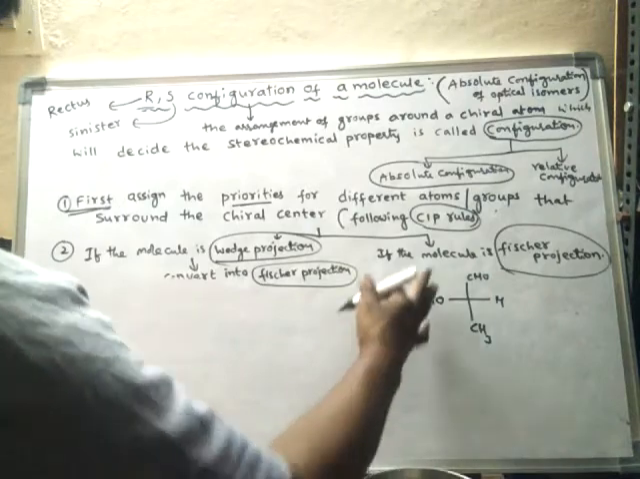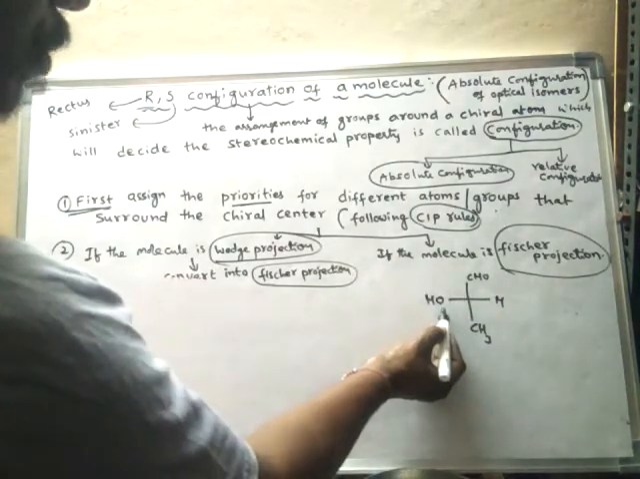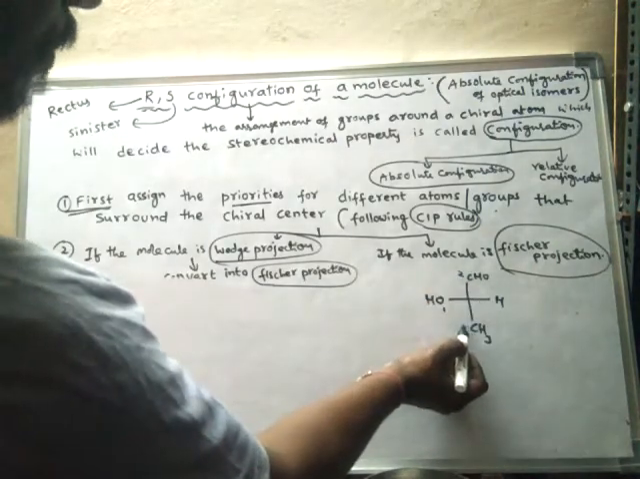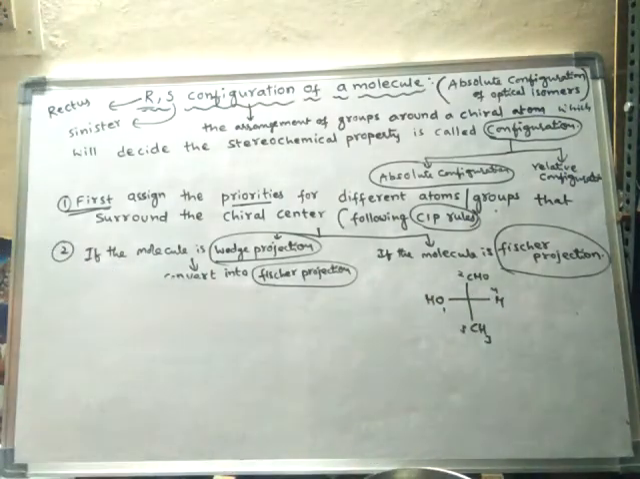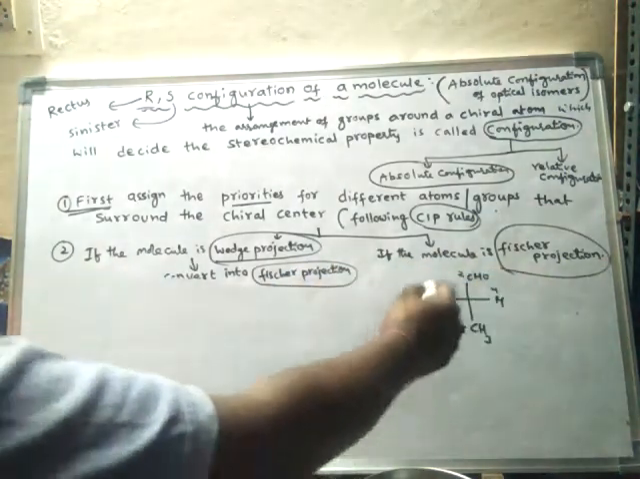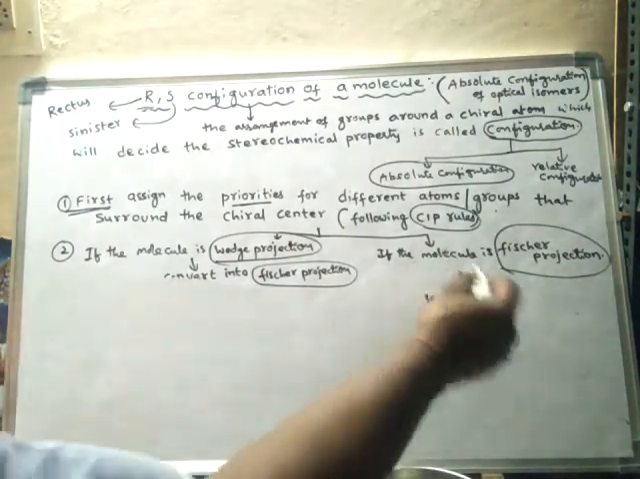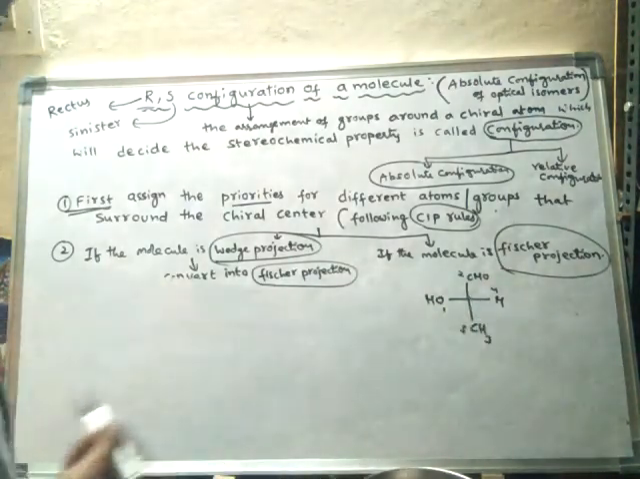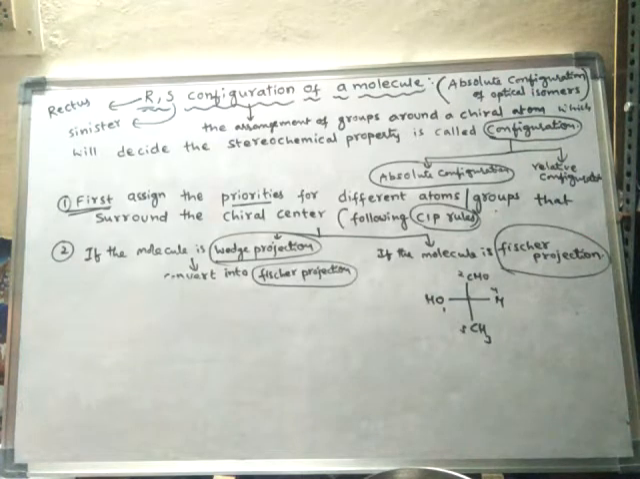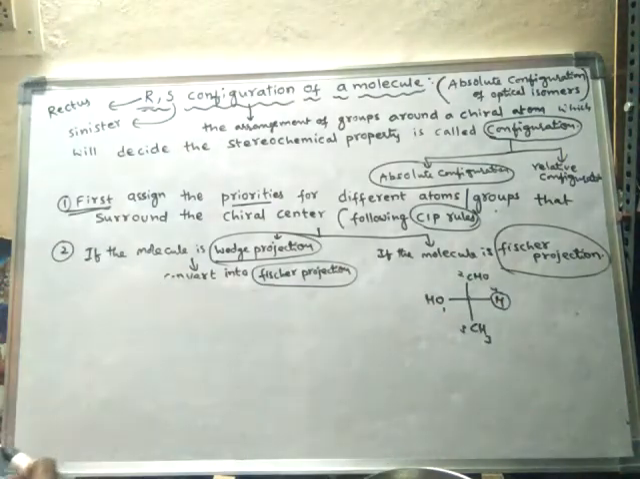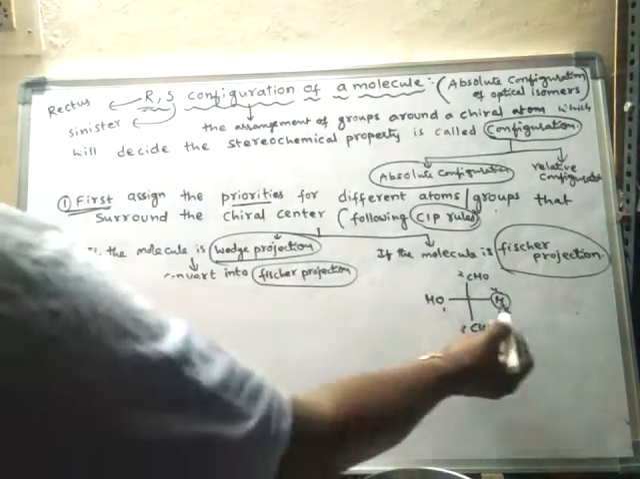So now we have to assign the priority order. This will get the first priority as it is oxygen. The CHO group gets second priority, and this will get third priority and fourth priority. So in this way also, if the molecule is in Fischer projection, first we have to assign the priority order to the groups attached to the chiral center. Here check whether the lower priority group is on the vertical line or horizontal line. Suppose the lowest priority group is on the horizontal line.